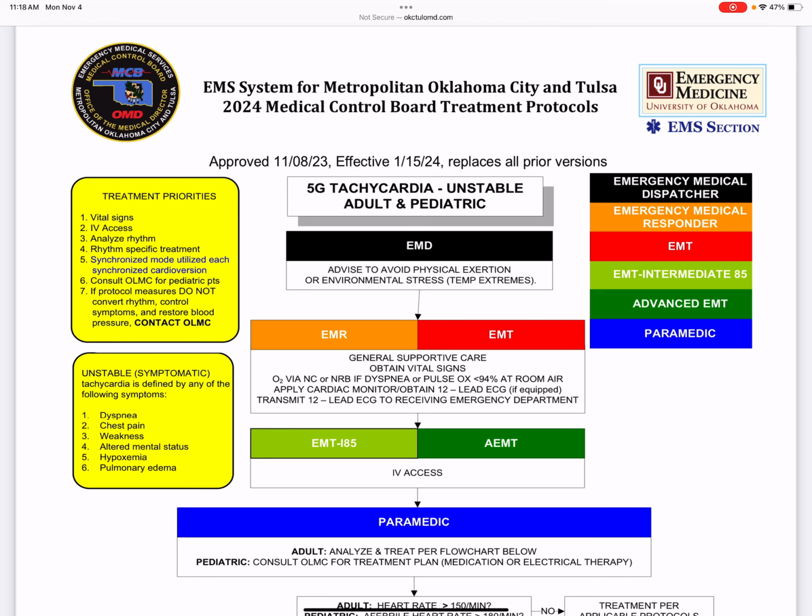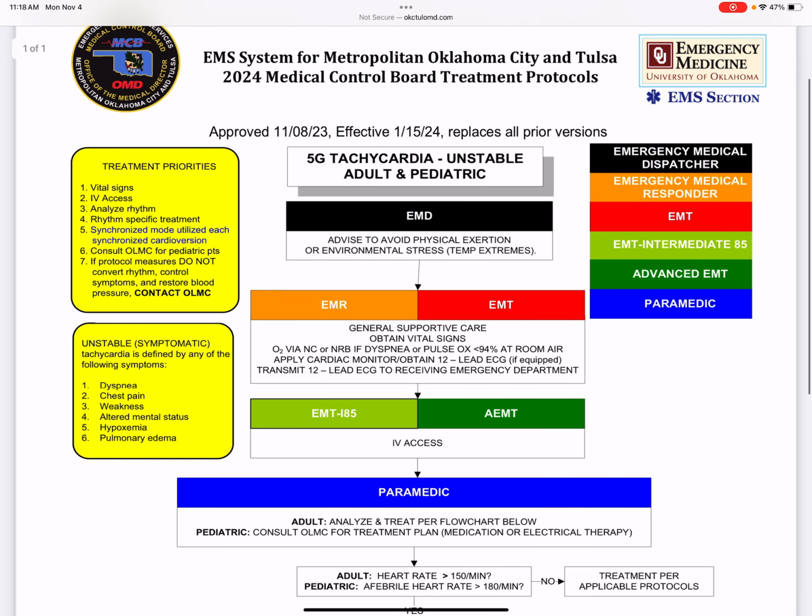So again, you got your treatment priorities box over here. We'll read through these real quick. There's only 7 of them. It starts with vital signs, IV access, analyze your rhythm, rhythm-specific treatment, synchronized mode, utilize each synchronized cardioversion, consult online medical control for pediatric patients.